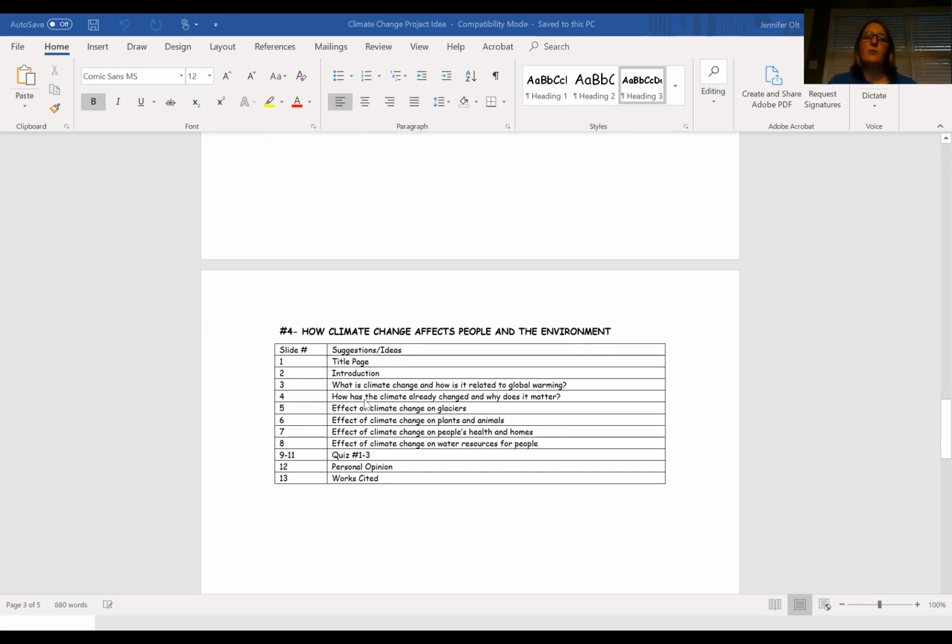And then if you chose number 4, how climate change affects people and the environment, for slides 6 through 8, 6 is how does climate change affect plants and animals? Number 7 is the effect of climate change on people's health and their homes. And then number 8 is the effect of climate change on water resources for people. So you can look into that. We touched on some of these during the PowerPoints, and you can research some of these and find some really good information out there. So once again, refer back to this document and look at what you should be putting on slides 6 through 8.